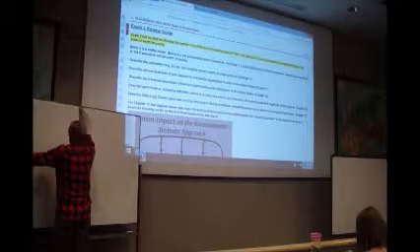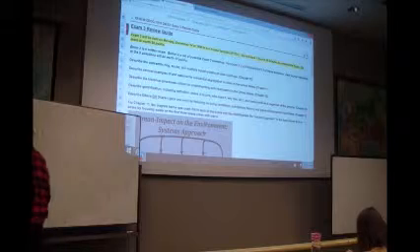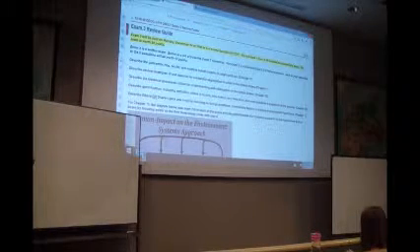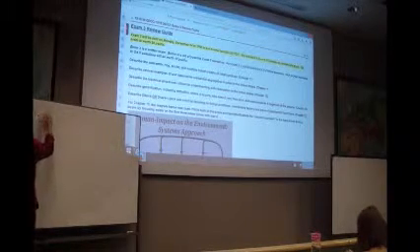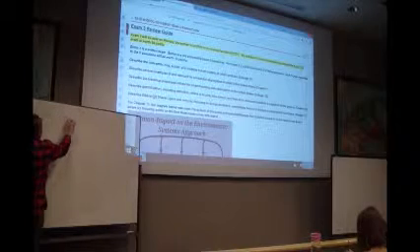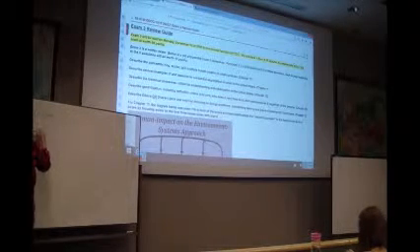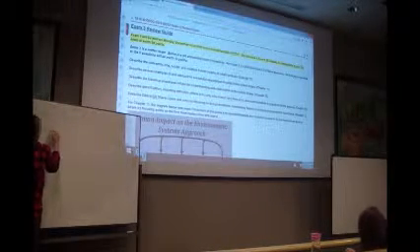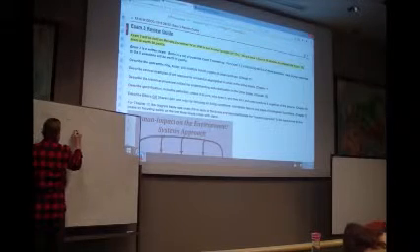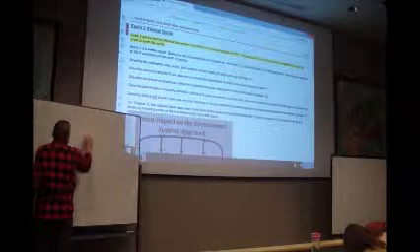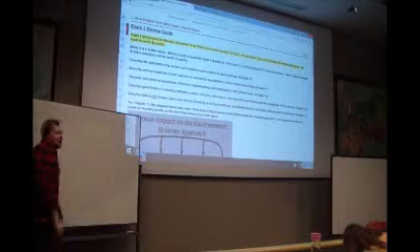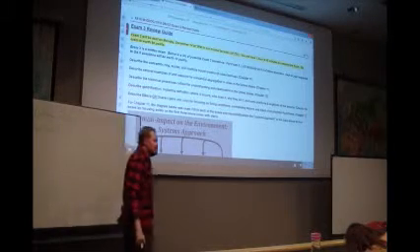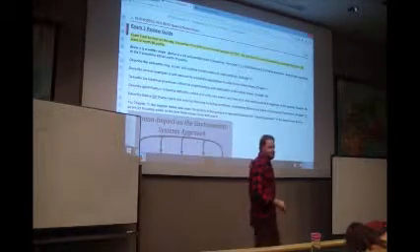Now first off, a big picture question is what's different between urban slums in developed versus developing countries. What's the big difference between urban slums in developed countries versus urban slums in developing countries?